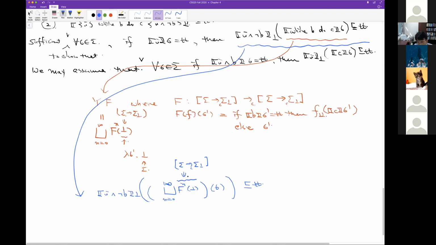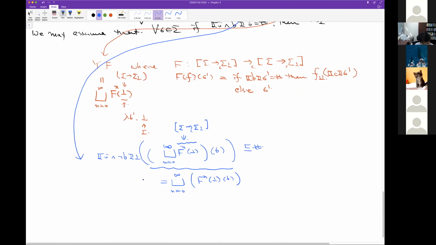So we said in the function space, the least upper bound is defined pointwise, which means that the least upper bound of a chain applied to some state is the same as taking the least upper bounds, but instead of computing the least upper bound in the function space, we compute the least upper bound in the result space. So for each F^n bottom, which is a semantic command, we apply the semantic command to state sigma. So the one above is the same as the one below.